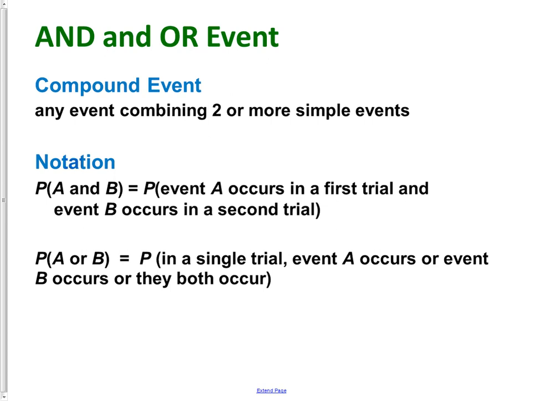On the other hand, the word "or" is often used when we talk about probability in a single trial, and in that single trial, event A occurs, or event B occurs, or they both occur. And it could be in separate trials, but in either case, event A occurs, event B occurs, or A and B both occur, and they all satisfy that event.